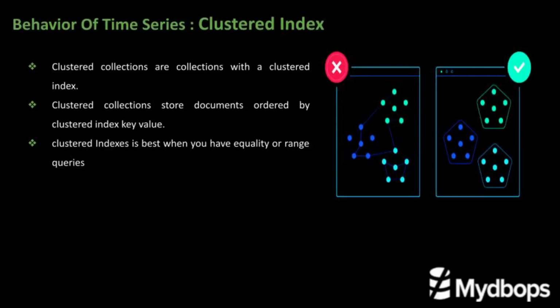Let me explain the clustered indexes. Clustered indexes store the index key and value together. Collections which have a clustered index are known as clustered collections. Clustered collections store the documents ordered by the clustered index key and value. You can choose the clustered index as an option when you have more queries based on equality or range-based queries. By using clustered indexes, we can also decrease the storage size of your collection.